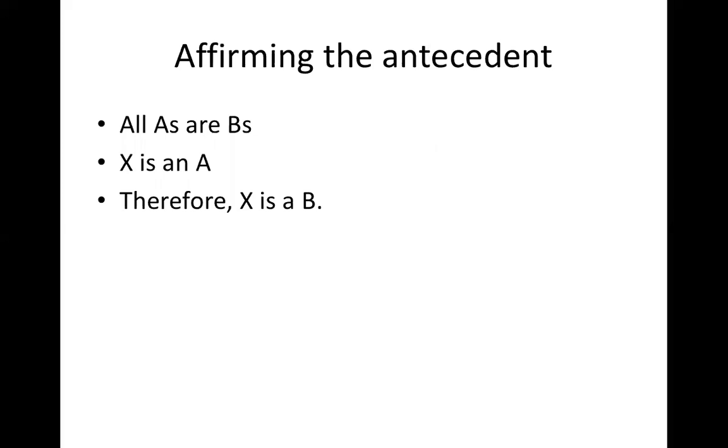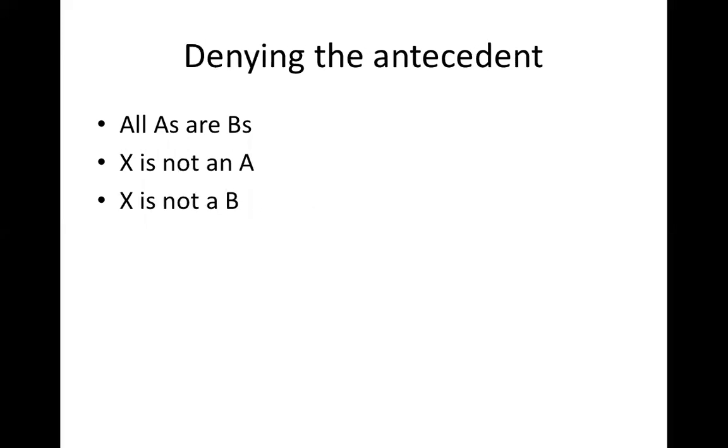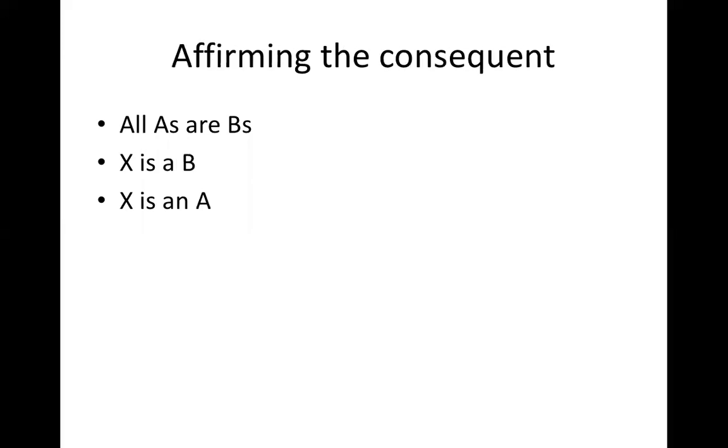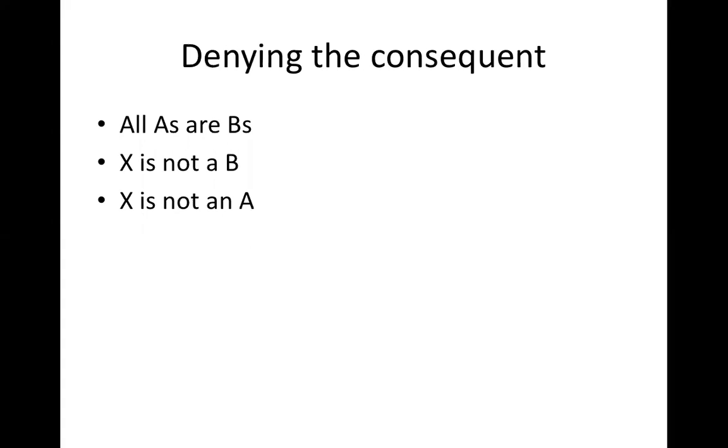So the rule says we can only affirm the antecedent or deny the consequent to reach a valid conclusion. This is an argument that affirms the antecedent. All A's are B's, X is an A, therefore X is a B. So this argument is valid. The next one is not valid. This one denies the antecedent, so it is not valid. Then you come to the ones about the consequent. This one affirms the consequent. It is not valid. This one is denying the consequent. It is valid.